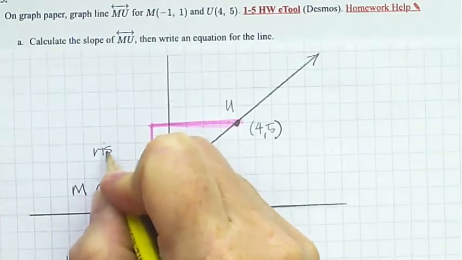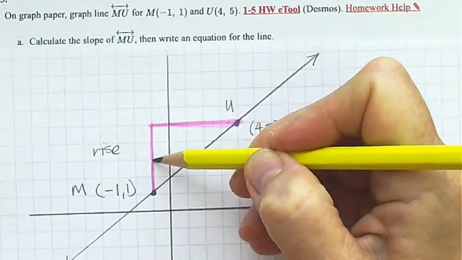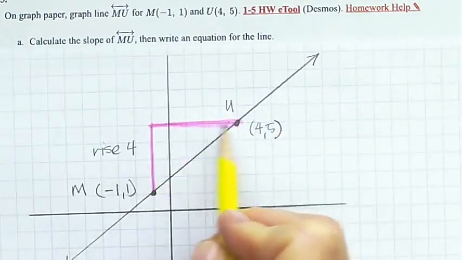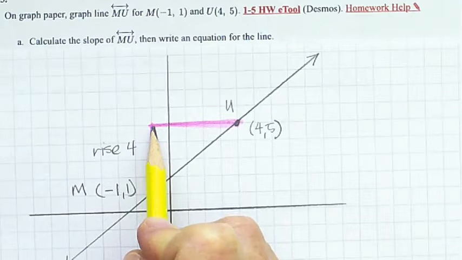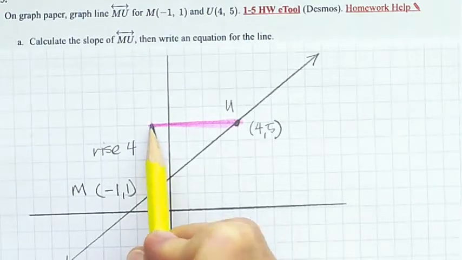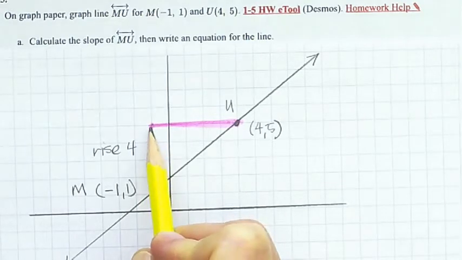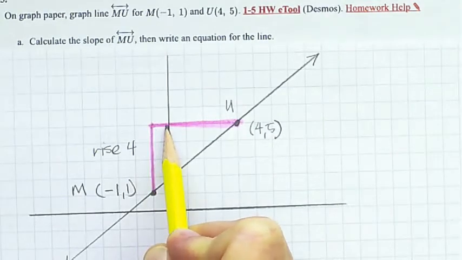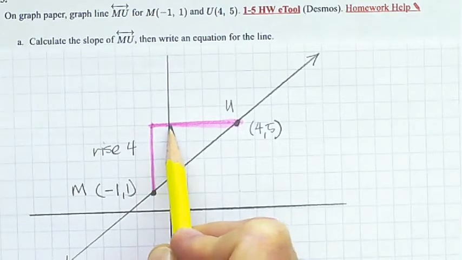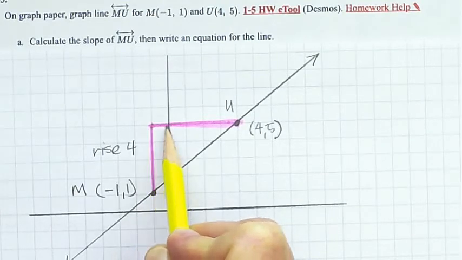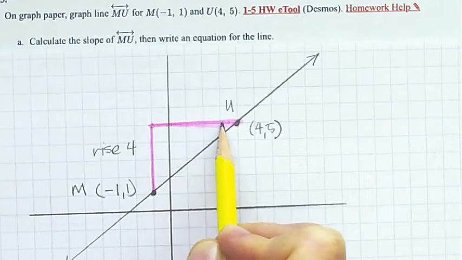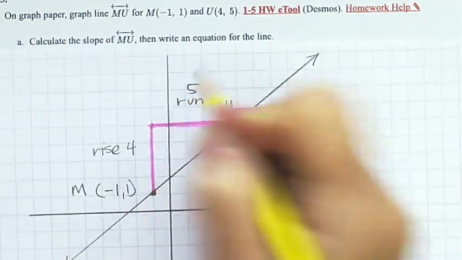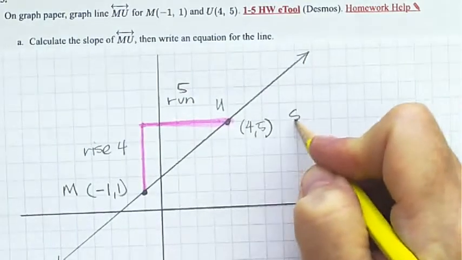So the rise, I'm just going to count, is 1, 2, 3, 4. The run is, now be careful when you're counting. Some people make the mistake of saying 1 right here. This is actually 0. You're counting the squares. So this is 1, and don't get thrown off just because you're at the y-axis. That's 1, 2, 3, 4, 5. So the run is 5.